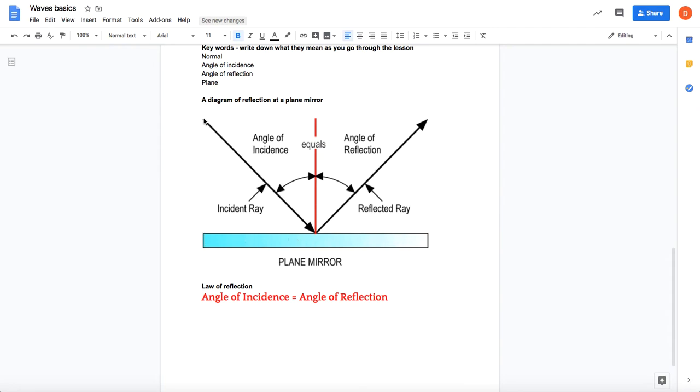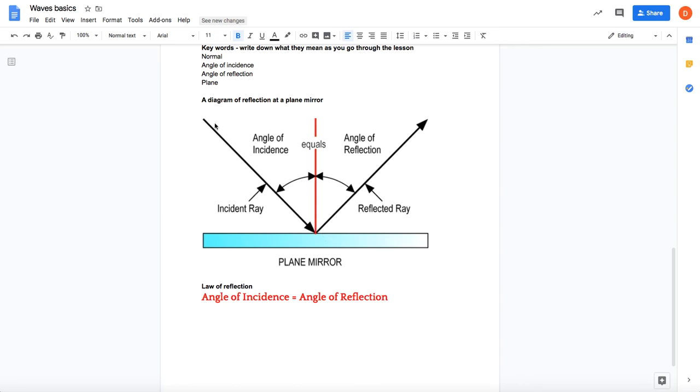So when the incident ray, and incident means hitting or coming into, hits the plane mirror, it is reflected off the mirror. Here we have the reflected ray, again a straight line with an arrow on it showing us the direction. In the middle here, we have a line which we call the normal. And the normal is a line at right angles, at 90 degrees to the surface here. Normal is an old word for at right angles too.